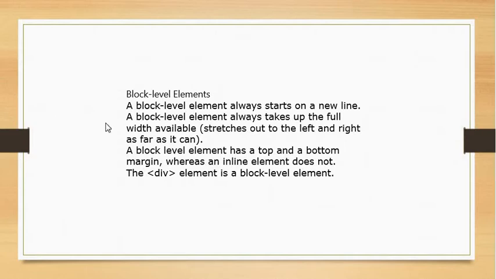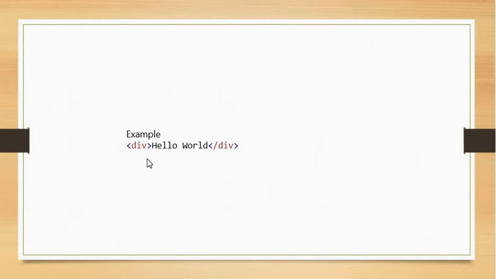A block level element has a top and bottom margin, whereas an inline element does not. The best example you can give is the div element. A div element is a block level element and always starts on a new line. For example, if you take a div tag with hello world, the entire line will be occupied by it. Whatever you type next will go to the next line itself.